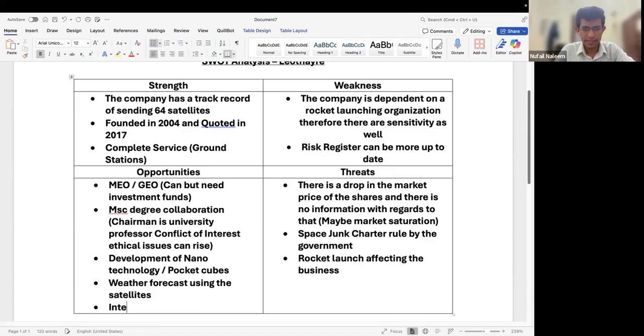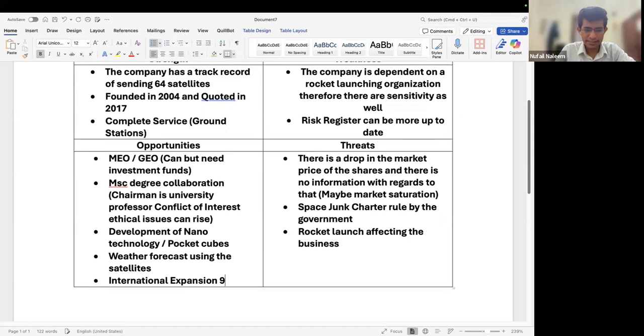And students, international expansion, as usual, can come into the picture, but there is a high level of calculated risk. So can I write it down? Risk is also high. International expansion, the risk is also high, students.